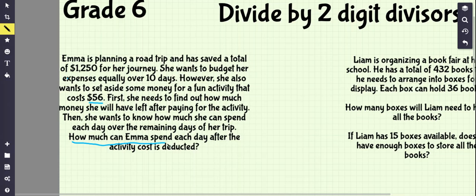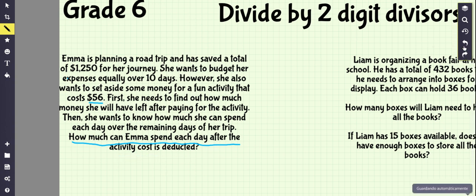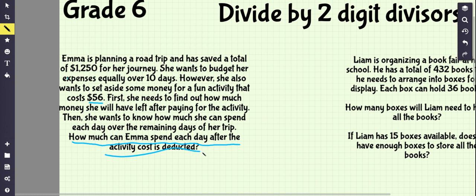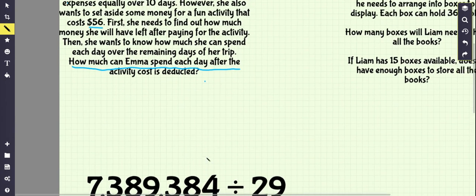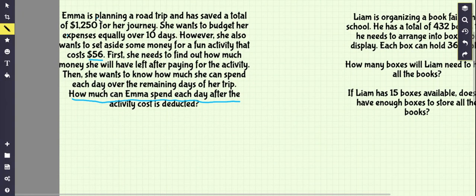How much can Emma spend each day after the cost of the activity? So now we have to divide. But if she's spending equally over 10 days, then we're going to subtract $1,250 by 56. Because look, if it first costs $56, we're going to have to subtract it, right?